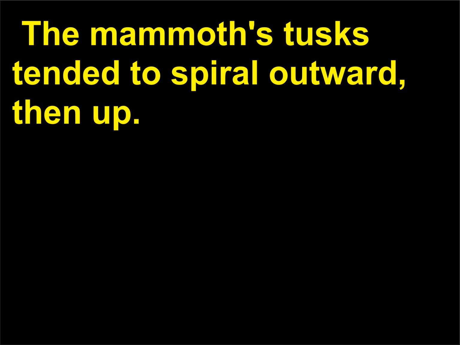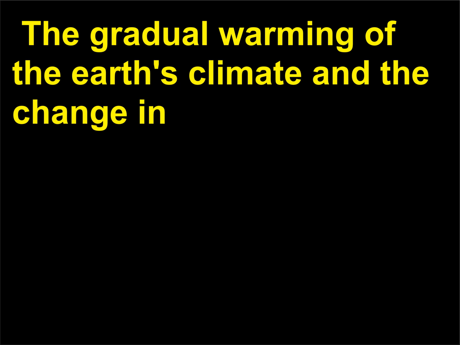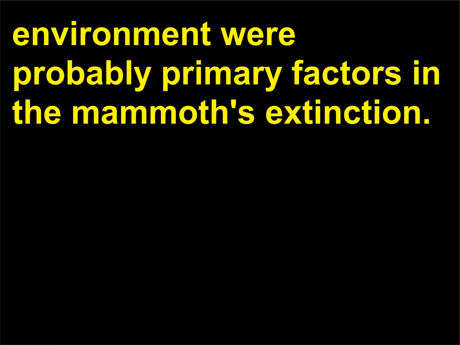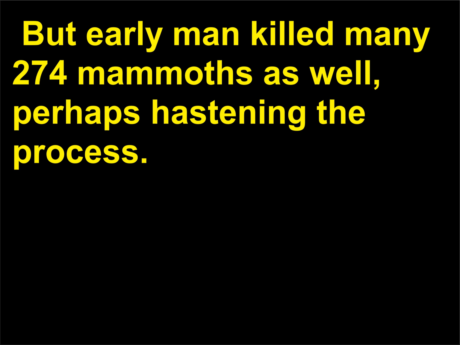The mammoth's tusks tended to spiral outward, then up. The gradual warming of the Earth's climate and the change in environment were probably primary factors in the mammoth's extinction. But early man killed many mammoths as well, perhaps hastening the process.